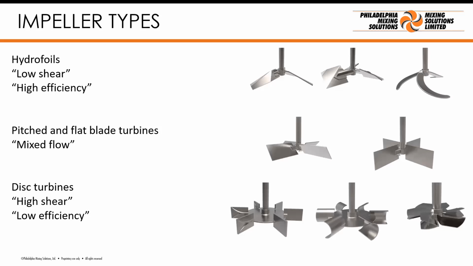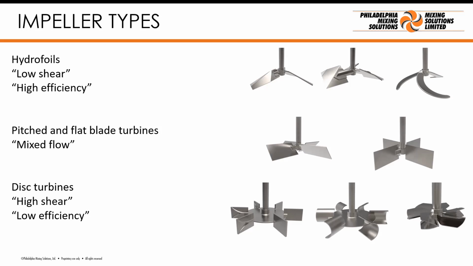So these are the impeller types that we sell and our competitors sell for low viscosity, medium viscosity mixing. The top line of impellers are called hydrofoils, and they're profiled. They're shaped like an aeroplane wing or a boat propeller. Then we have the flat, essentially turbines. We take a plate and we attach it to the shaft, either angled at 45 degrees or 90 degrees, and they're said to be mixed flow. And finally, we have the disk turbines, which are most commonly used for gas dispersion.